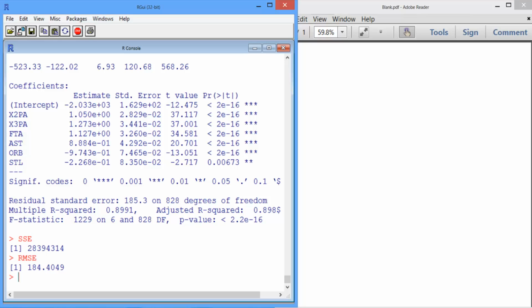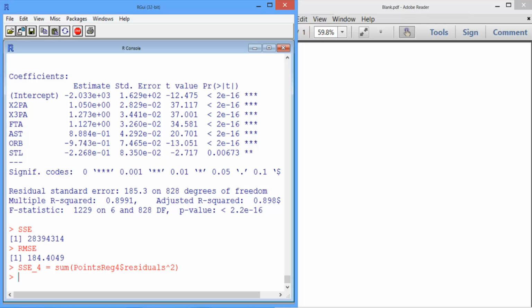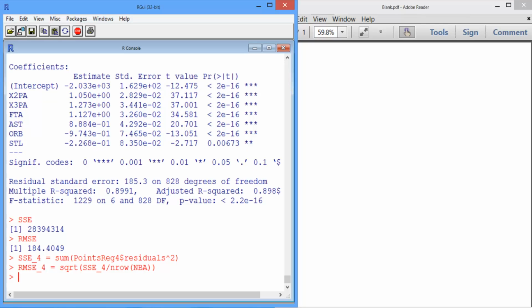So let's calculate the sum of squared errors of this new model, points-reg 4. And let's call this sum of squared errors 4. So that will be the sum of points-reg 4, $ residuals squared, and the root mean squared error 4 will be the square root of sum of squared error 4 divided by, again, the number of rows in the data set. All right, so let's take a look at these.